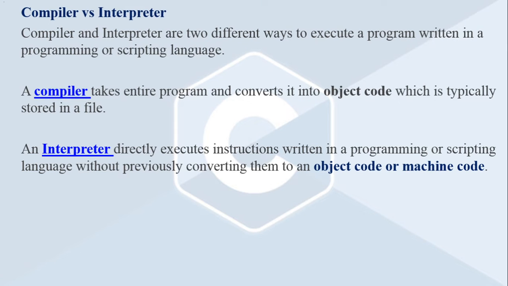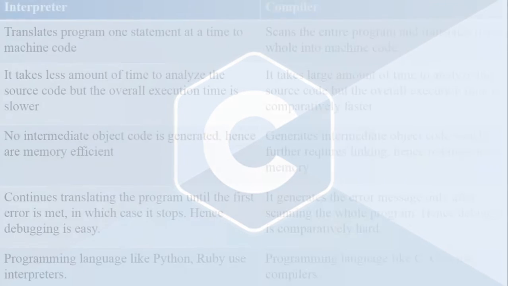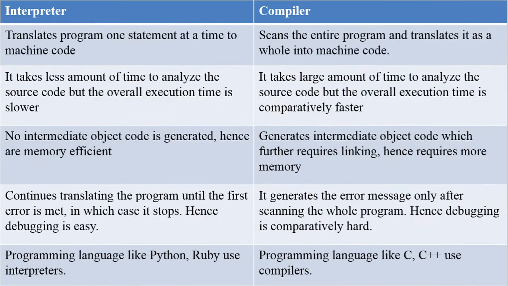Now we can consider some more differences between the interpreter and the compiler. The interpreter translates the program one statement at a time into machine code, statement by statement, and executes that instruction. But the compiler scans the entire program and translates it as a whole into machine code, then starts the execution.